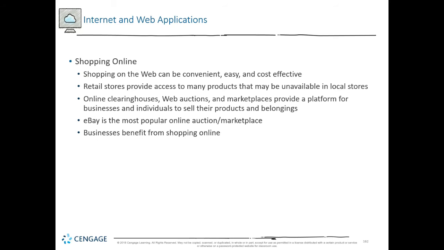Internet and web application: shopping online. Shopping online can be convenient, easy, and cost-effective. Retail stores provide access to many products that may be unavailable in local stores. Online clearinghouses, web auctions, and marketplaces provide the platform for businesses and individuals to sell their products and belongings. eBay is the most popular online auction place. Business benefits from shopping online.